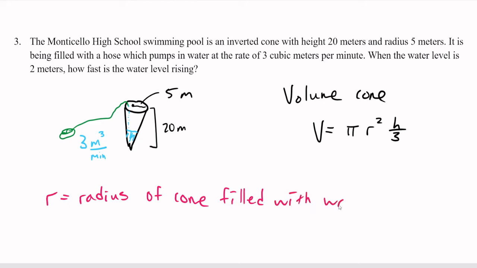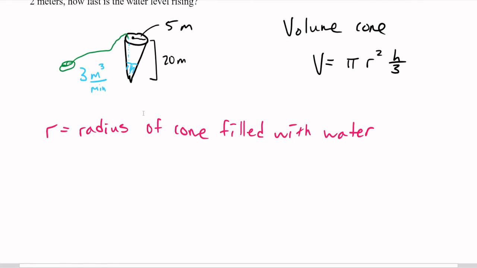So what do I mean by that? I know that this water is sitting in this big cone, but we are going to specifically only consider r to be the radius of the cone, that's the piece of the cone that's filled with the water. So maybe we should draw out this cone bigger so that you can see exactly what I'm talking about here.